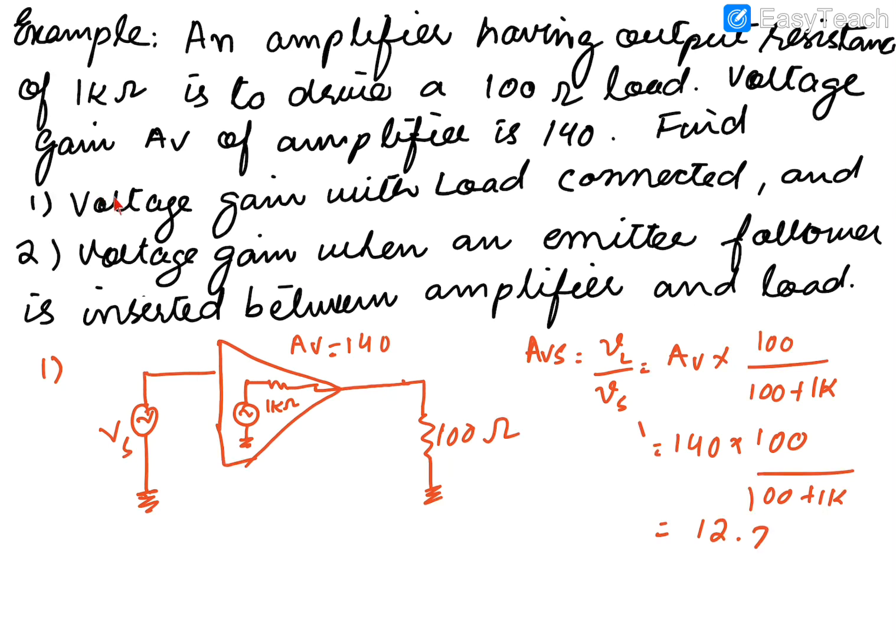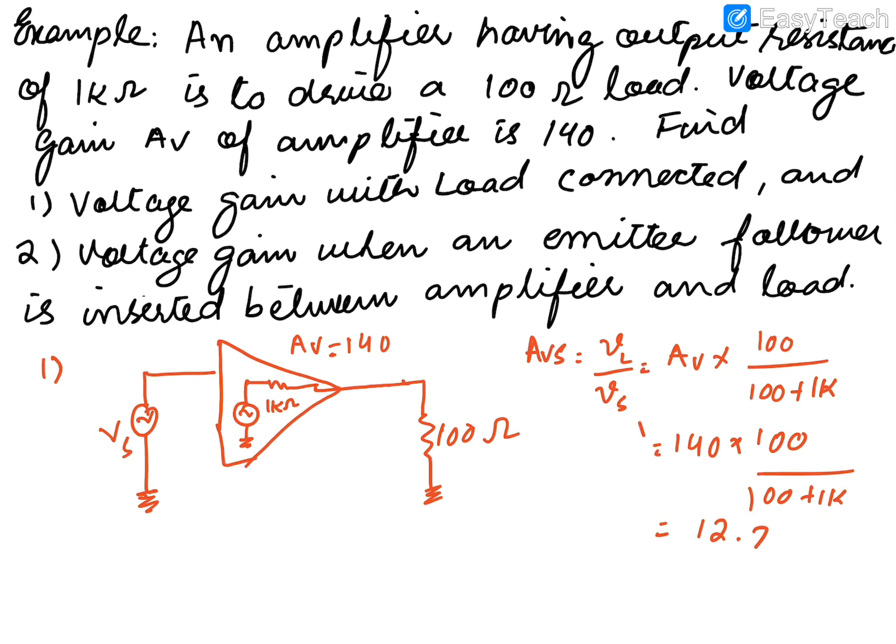So for the first case, we have simply connected this amplifier with the 100 ohms, a heavy load. This is the input voltage. Between input and load is this amplifier stage, which has an open loop gain of 140 and an output resistance of 1 kilo ohms. So the overall voltage gain VL over Vs will be the open loop gain multiplied by the voltage divider due to this load, which is equal to 100 divided by 1 kilo ohms plus 100.